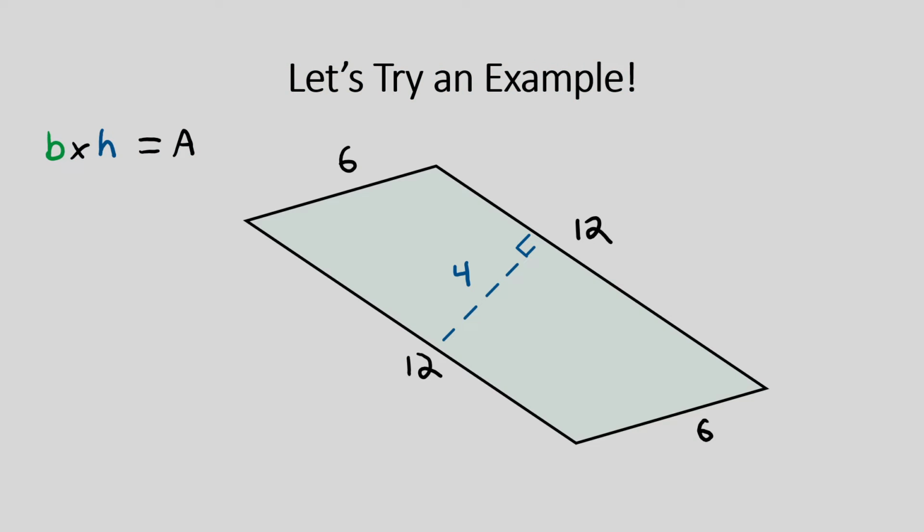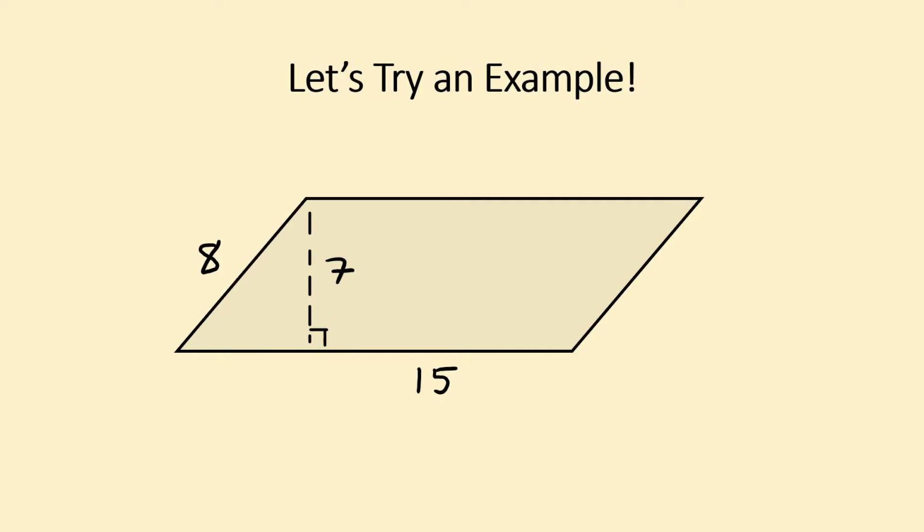In this example, our height is 4, but how do we know which side of the parallelogram will be our base? Well, the height forms a 90-degree angle with only one side, so that side must be the base. Now that we know that our height is 4 and our base is 12, we plug those values into our equation. 12 times 4 is 48, and that's the area of our parallelogram.